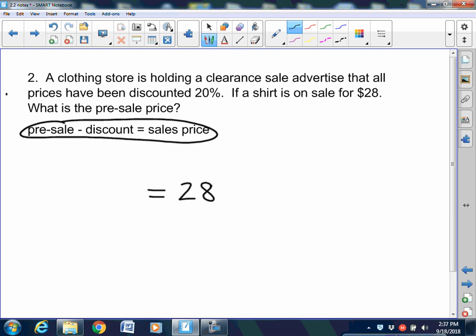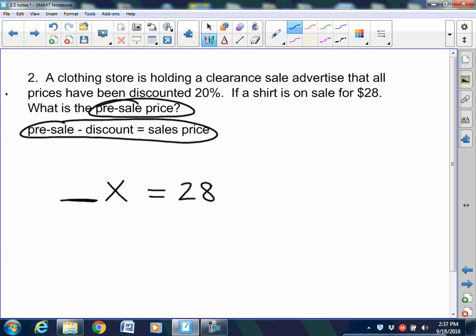Should it be more or less than 28? It should be more, right? So if you get less, then you're doing something wrong, right? But we're trying to find the pre-sale price, which is the letter X. We're going to put an X here. X doesn't equal 28, does it? But something before X will equal 28.